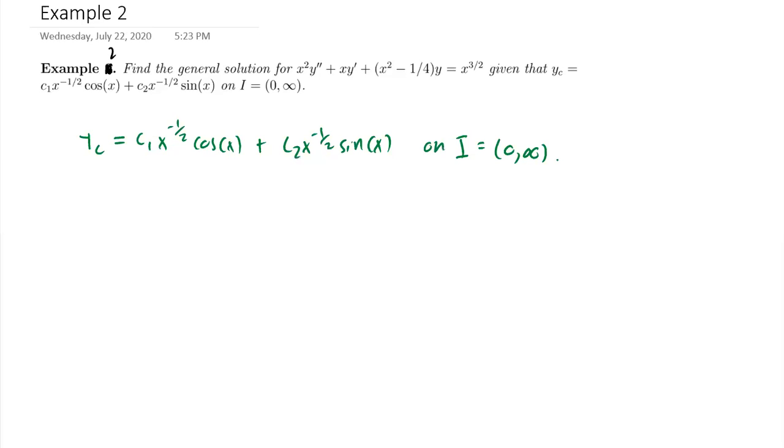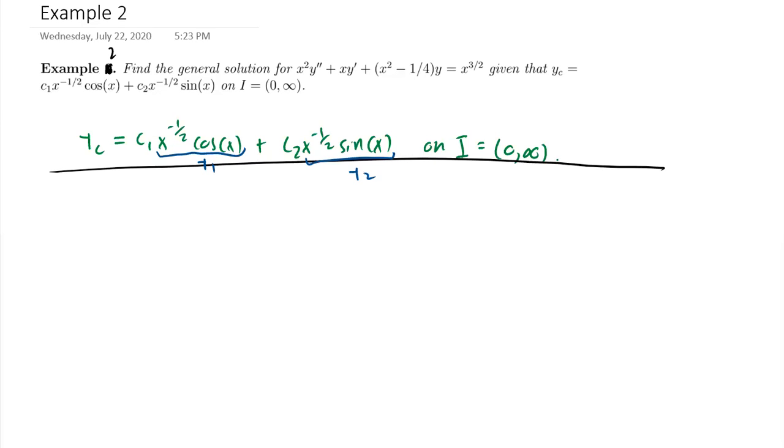Now, before we do anything else, let's identify some things. This whole thing would be our y1. This whole thing will be our y2. So actually, let me write that line a little bit lower.